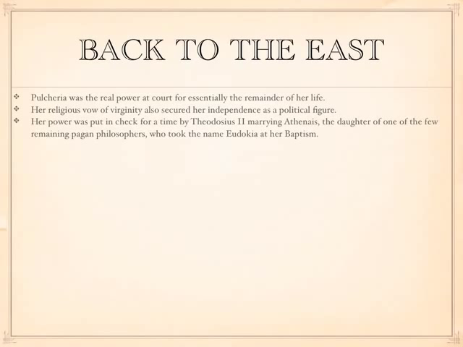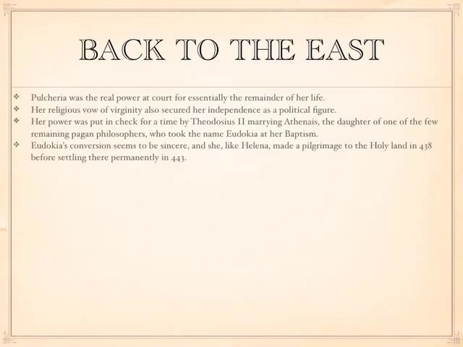Eudokia herself, a strong-willed woman and a very religious one, fits in with the court of Pulcheria. And because she fits in the court of Pulcheria, I won't call it the court of Theodosius because he wasn't in power, she was. Because she fits in, she becomes a rival. Eudokia's conversion seems to be sincere. She, like Helena, the mother of Constantine, made a pilgrimage to the Holy Land in the year 438, and in the year 443, she chose to settle there permanently in a semi-monastic position, basically abandoning all her claims to power and fame in Constantinople to dedicate herself to the religious life.